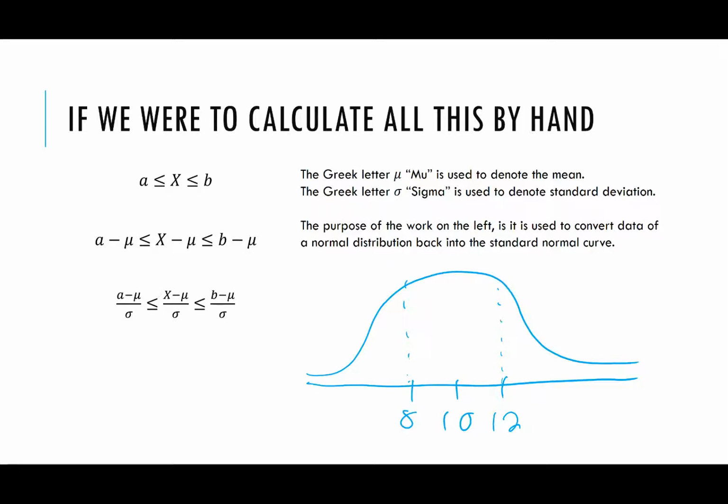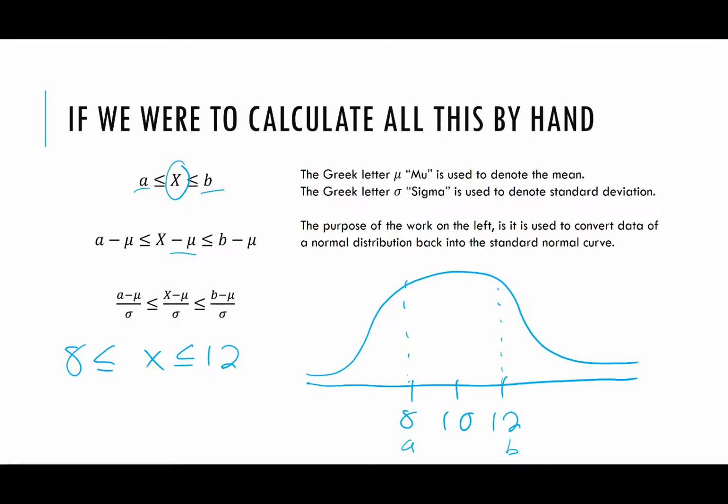In that case, if I wanted to find the probability between A and B, where A is our lower bound and B is an upper bound, let's use 8 as A and 12 as B. If I want to find the probability between 8 and 12, X represents that probability, by the way. And let's say I want to convert it into the standard normal distribution, because the standard normal, remember, has a mean of 0 and a standard deviation of 1. So if I want to convert it back into that, then I would follow this rule.